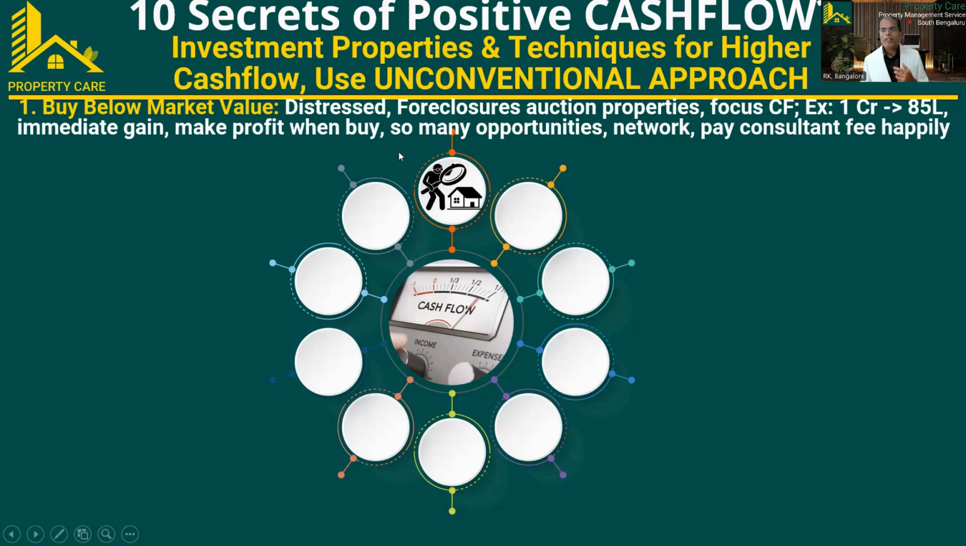There are so many such properties in the market. We should look at it properly, build a proper network, and connect with the bank manager who will share details about auction and distressed properties. Connect with the agents' network and professional consultants, discuss with them, and get a property which is below the market price, so that you get an immediate gain.